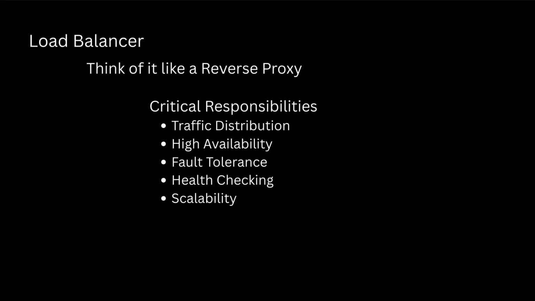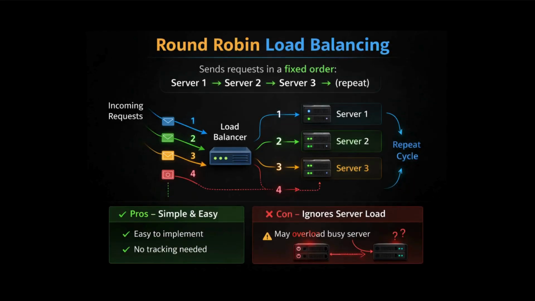But a load balancer isn't just guessing where to send those requests. It follows a specific set of rules or algorithms to decide exactly where each user should go. There are several strategies used to distribute traffic, but let's start with one of the most famous ones, round robin. Think of round robin like a dealer at a card table. It sends the first request to server 1, and the second to server 2, and the third to server 3. Once it hits the end of the list, it loops back to the beginning and repeats the cycle.